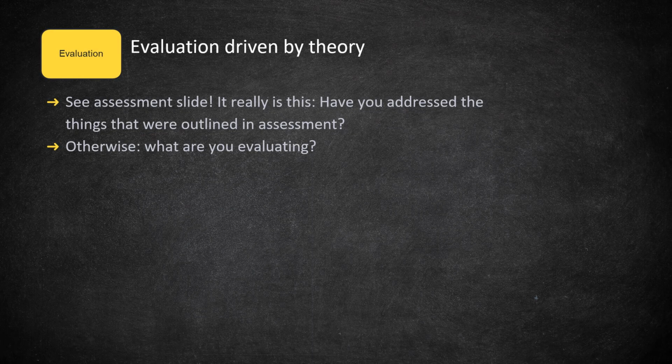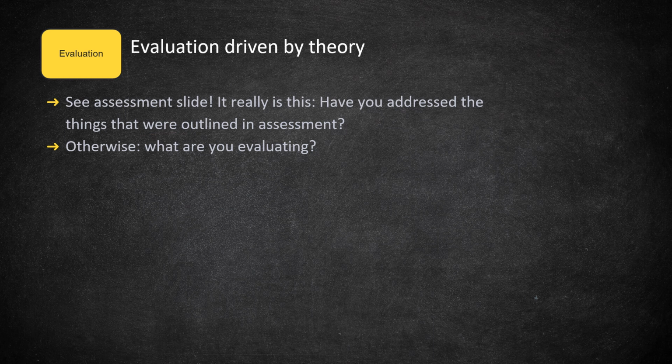And so ironically, as we've reached the end, we go back to the beginning, right? We're tying evaluation of our programs on outcomes really based on the assessment and what progress the individual has made during their time with us in our programming. Have we addressed the things that were outlined? If we haven't, then what exactly are we evaluating? If we don't tie it back to that assessment, what have we done?